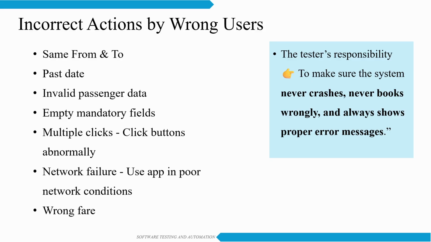Suppose you don't know about the application and don't know how to use it. Then how will an incorrect user give the details? They may choose the same from and to, they might try to choose a past date, they may enter invalid passenger data, and they may leave the mandatory fields empty. For choosing one option, they might click multiple times, and a network failure may occur or a wrong fare may be calculated. So these are some of the issues that may occur in this particular application.